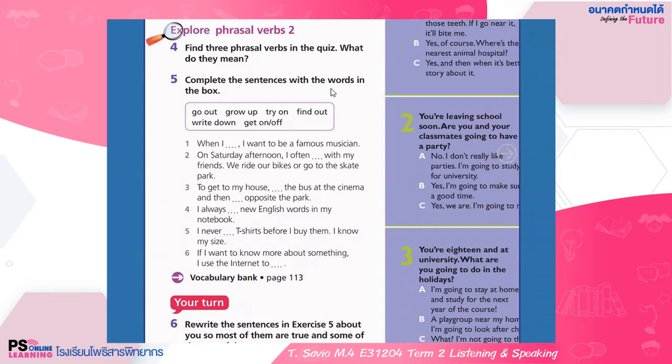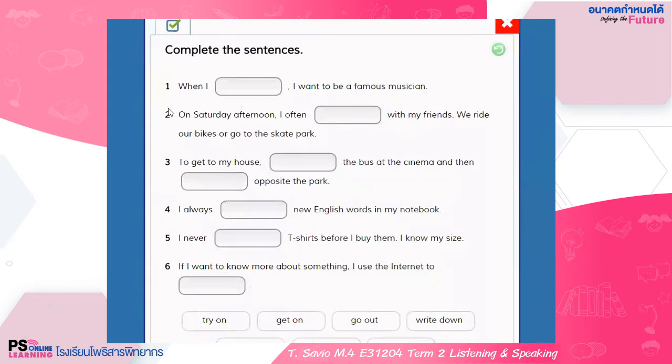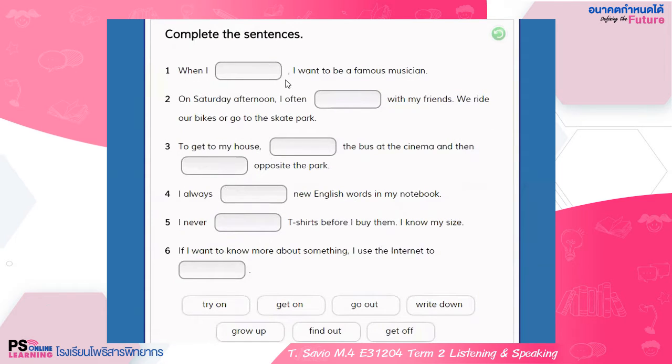Complete the sentences with the words in the box. Go out, grow up, try on, find out, write down, get on, and get off. So these are examples of phrasal verbs. Complete the sentences. Number 1. I want to be a famous musician when I grow up.